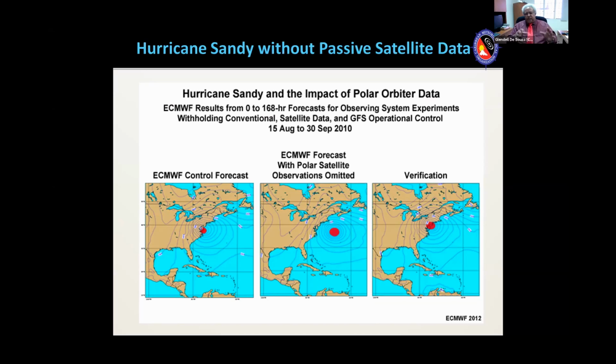And that forecast was made with all the data, both data from all the observing platforms, including the LEOs and GOES and the POES satellites into the model. The middle panel, the middle image, shows what would happen if we just took all of the polar orbiting and all the LEOs data out of the model input.